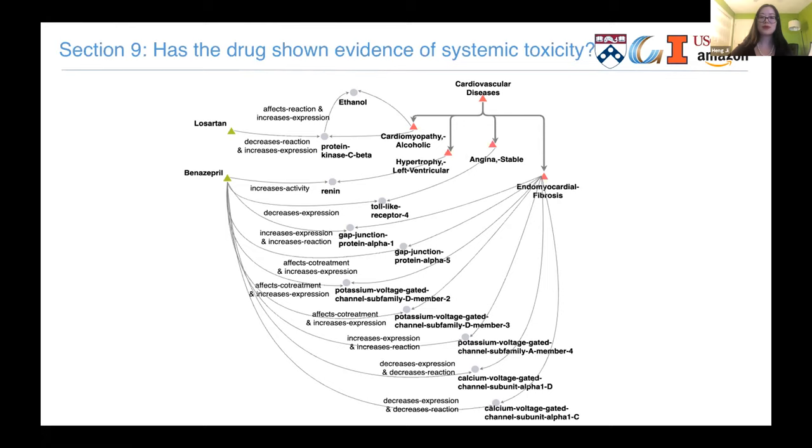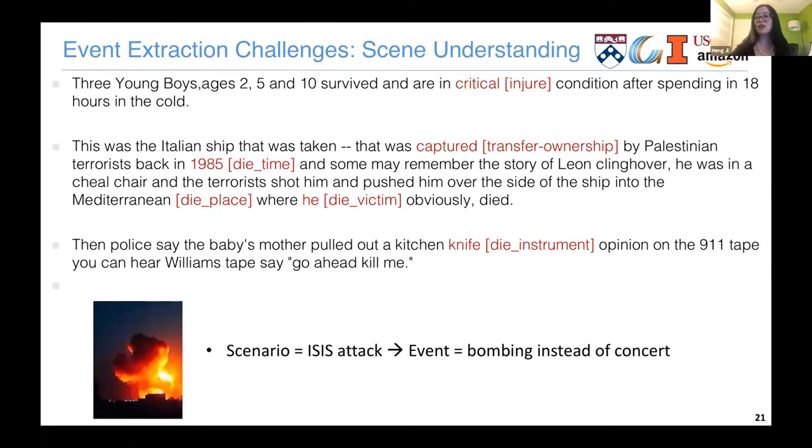But of course, we are not doing enough. There are many challenges. Number one, I think we should borrow some ideas from the computer vision community. In their community, they often take advantage of global scene understanding. For example, if we know the video is talking about an ISIS attack, then you will not identify this picture as a concert, even though it looks like a concert, so you make the model lean toward predicting this is a bombing.